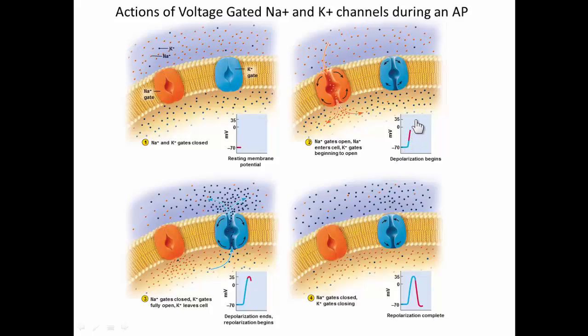on the graph. Right? At about plus 35, the sodium channels are closed, and the potassium channels open, the potassium leaves, causing the repolarization, the downward slope on the graph. Right? The potassium channels begin to close at negative 70 millivolts with a complete closing at negative 90.